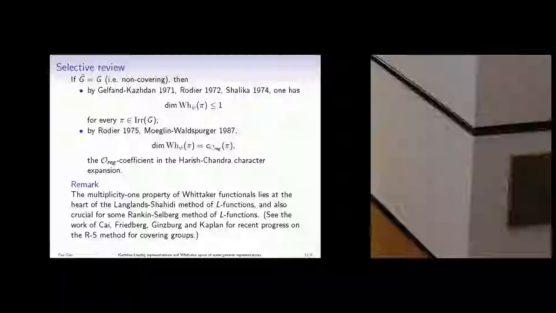One remark about why this is important, since it seems like a technical question, like the dimension. In the Langlands-Shahidi method of L-functions, this multiplicity one lies at the heart. It is very crucial because only with this multiplicity can you factorize the global integral into local ones, and then the local ones you can compute. But for covering groups, you don't have this. On the other hand, for some Rankin-Selberg methods of L-functions, you also need this uniqueness. It's not true that you need this uniqueness for all, but for quite a large class of Rankin-Selberg methods. Since Kaplan already talked about this in his lecture, I will not dwell on this.